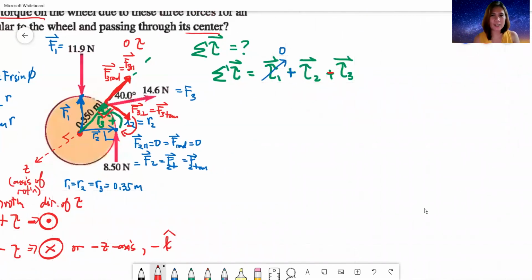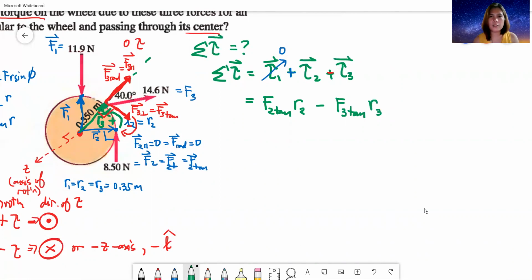So ito na siya, klaro na. Counterclockwise rotation because of F2, so that's positive. Clockwise rotation because of F3, that's negative. So we're ready to put the values now. Si torque 2, so torque 2 is, we can say it's F2 tangential times R2. And then this is minus F3 tangential tapos R3. Okay.